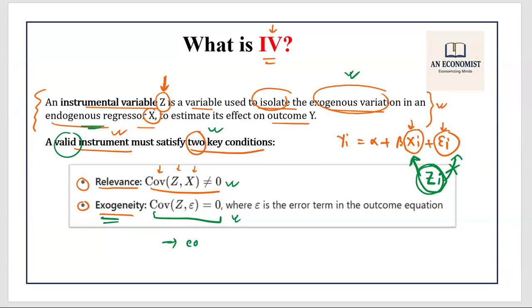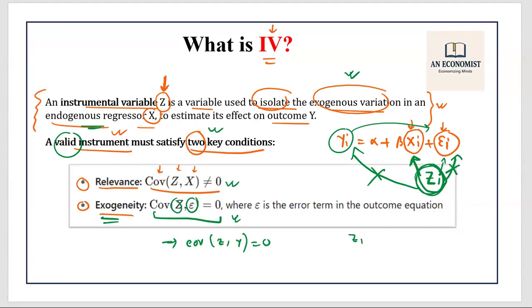It in turn implies that Zi is uncorrelated with yi also. Please pause the video and try to understand what I am saying. If we are saying that this Zi variable is uncorrelated with epsilon i, which is indirectly saying that Zi and yi will also not have any sort of direct correlation. If Zi is correlated with yi, and yi is correlated with epsilon i, then Zi will also be correlated with epsilon.